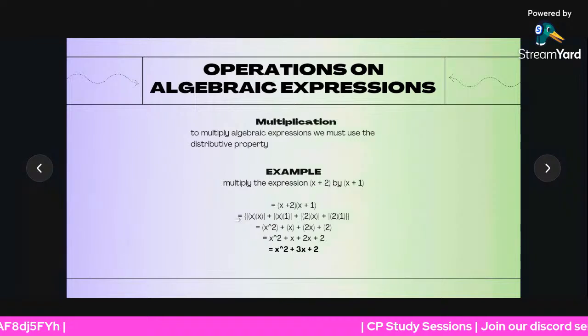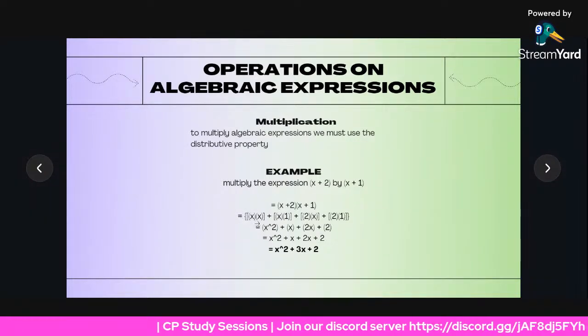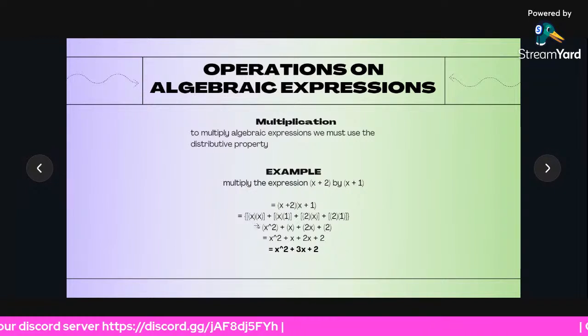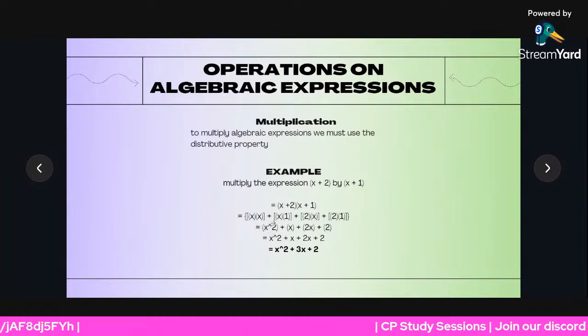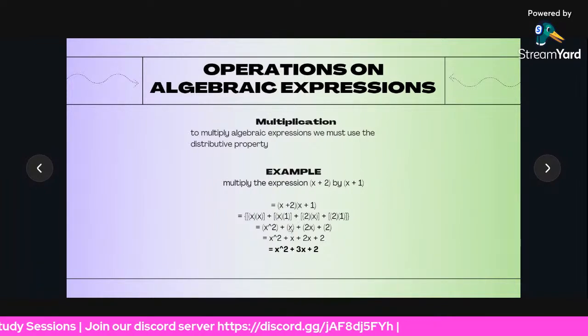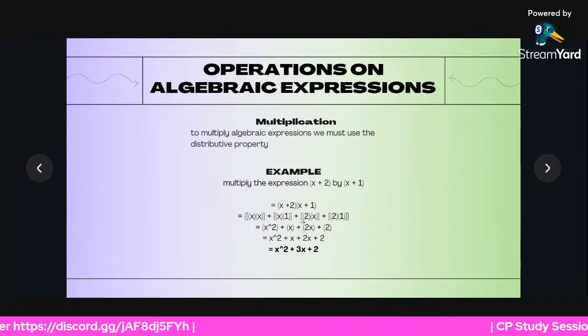So, since na-determine nyo na which is which sa FOIL, we will proceed na sa pag-multiply. So, for the F, first term, x times x is equal to x squared. Then, next, outer terms, x and positive 1, yung product niya is x. Then, next mo is yung inner terms, which is positive 2 and x.